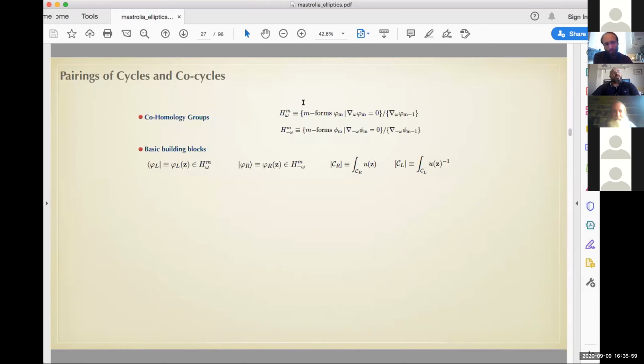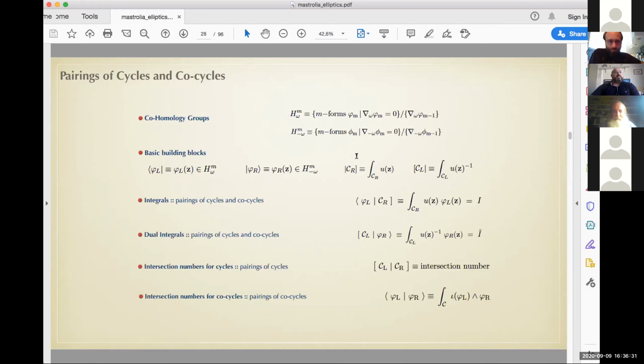And in particular, we can take elements from the cohomology and also from the associated homology group, in order to identify the building blocks of our algebra. I call left form and right form the elements of the cohomology group, and twisted cycle and anticycle the elements of the homology group. In this framework, there are four possible pairings of these elements. Two of them we have already seen before, that give rise to integral and dual integral.